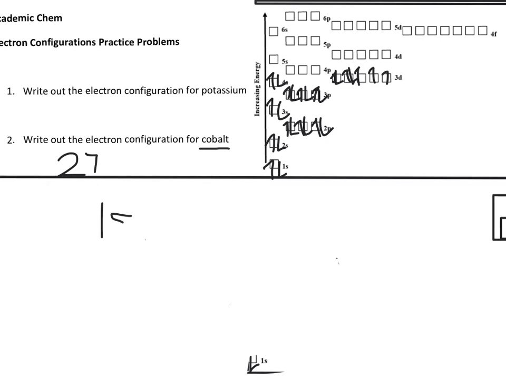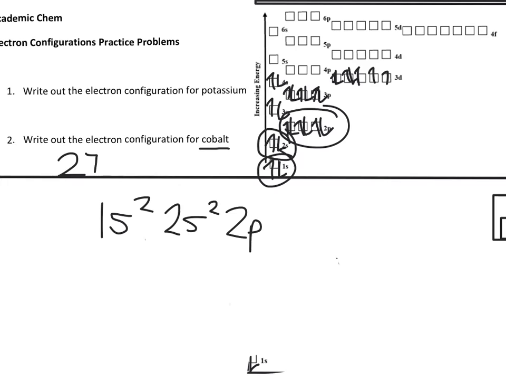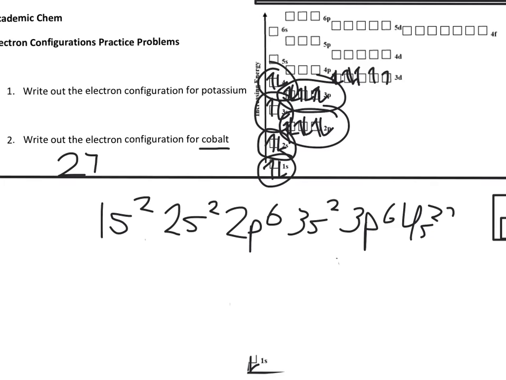Well, let's write that out. Started with energy level 1s, and there's 2 in there. Went to energy level 2s, there's 2 electrons in there. Went to 2p, and there's 6 electrons in there. 3s has 2 electrons. 3p has 6. 4s has 2. And 3d has 2, 4, 5, 6, 7. So 3d7. All right, so all 27 electrons are accounted for in cobalt.